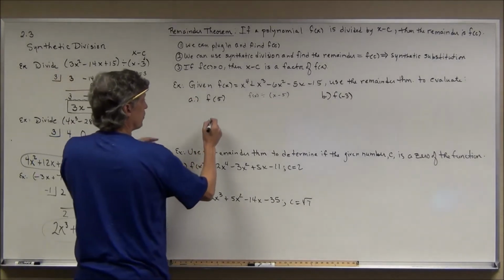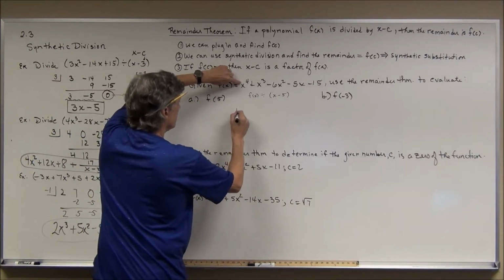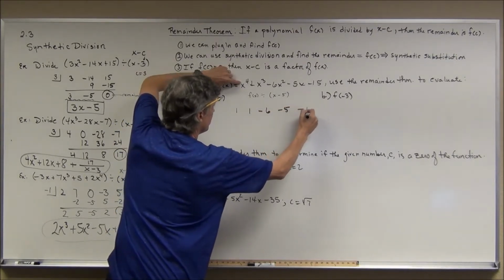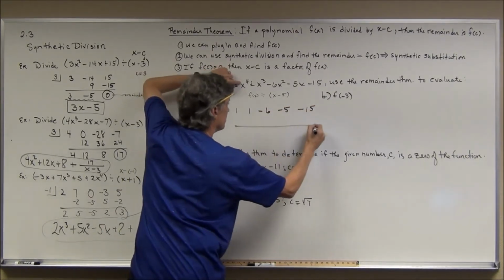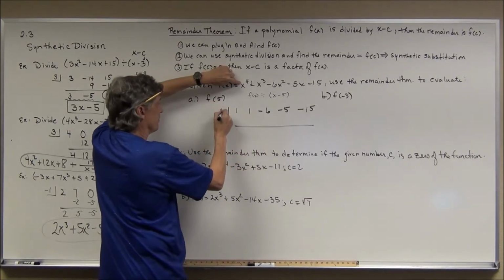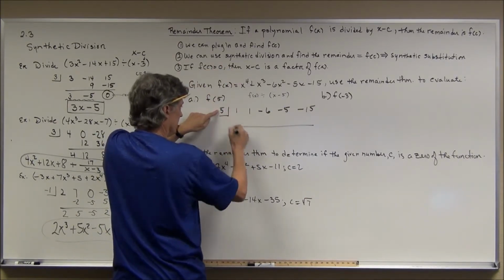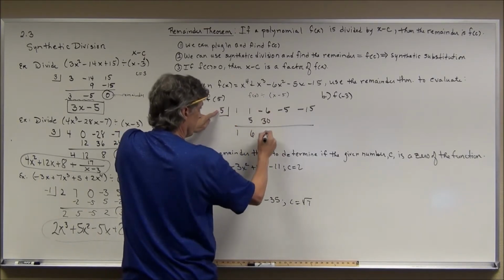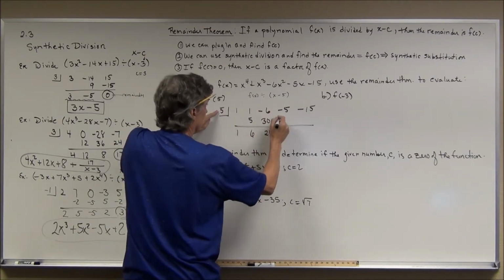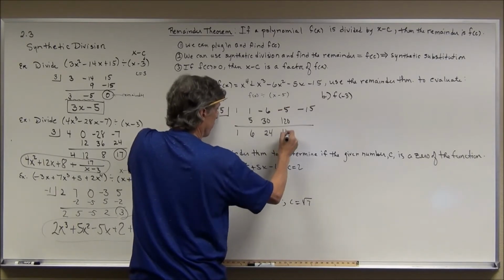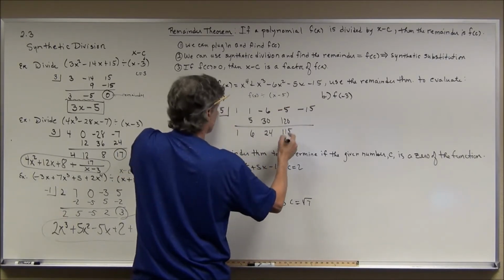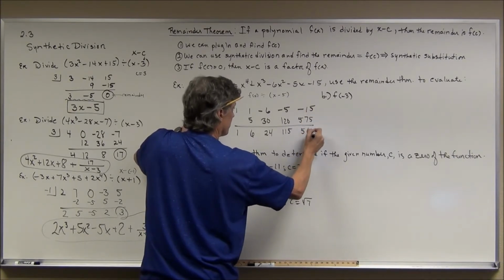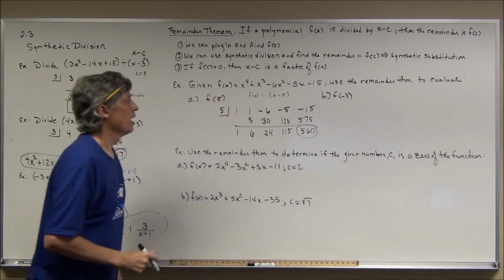Or I can do this with 1, 1, negative 6, negative 5, negative 15, 5. So that's a 1. That's 5. That's 6. That's 30. That's 24. That's 120. That's 115. That's 575. That's 560. There we are. I have the same thing.